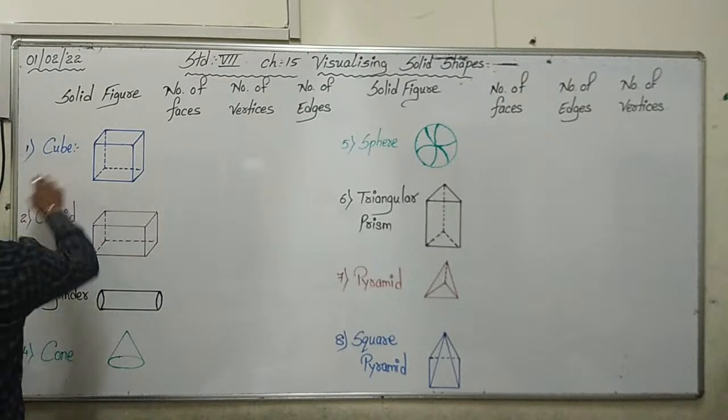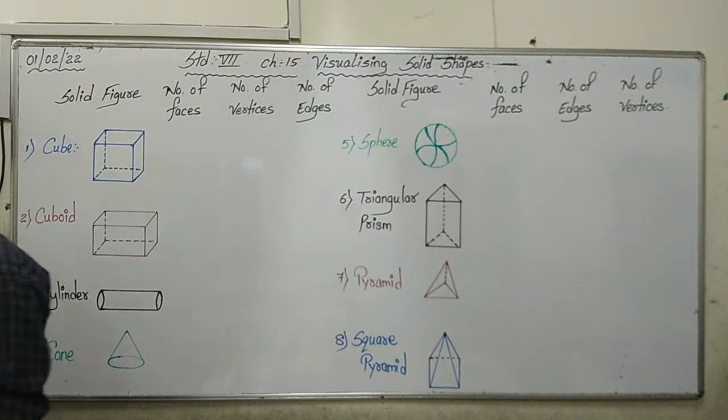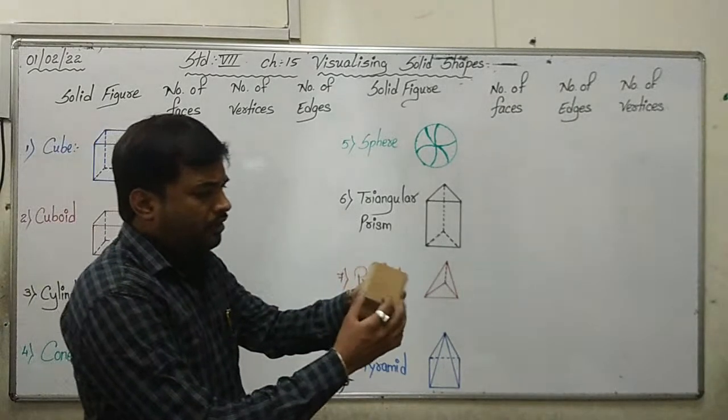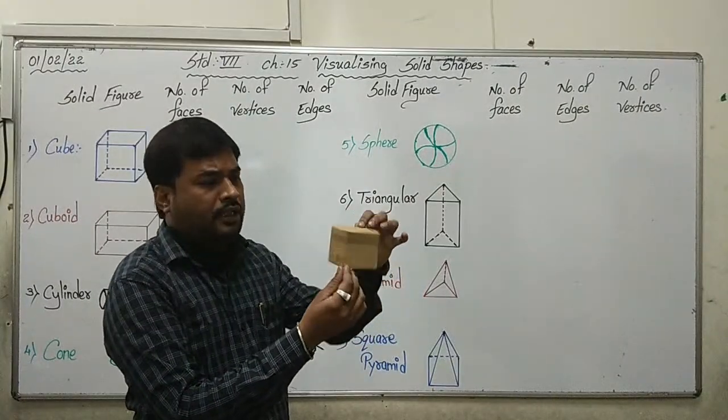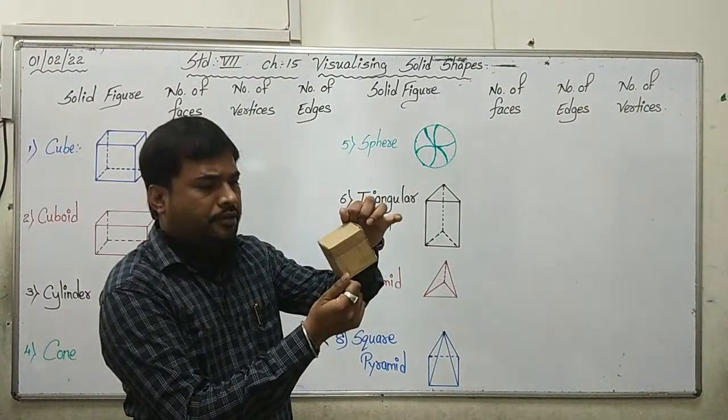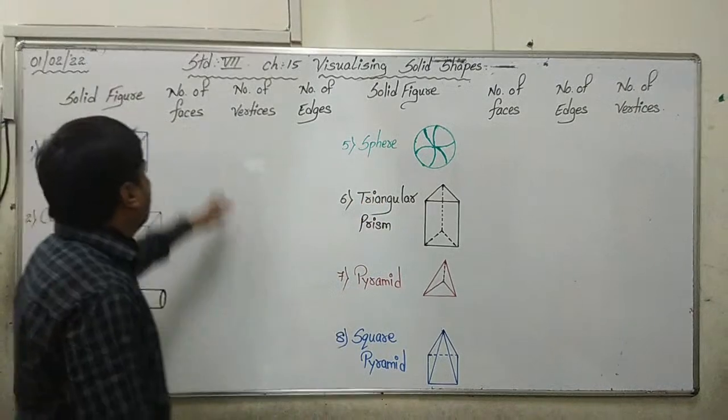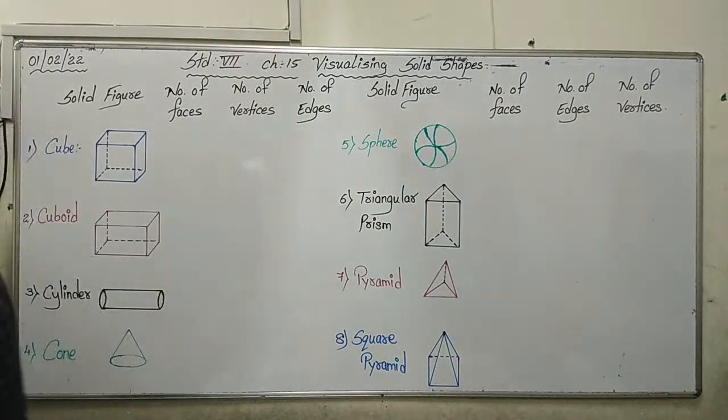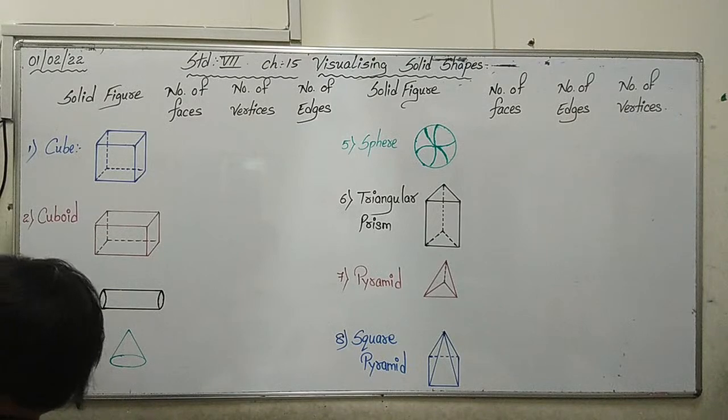So first we are going to talk about the cube. Here you can see that I have already prepared one cube. Let's find the number of faces. I am going to indicate them with the help of my marker.